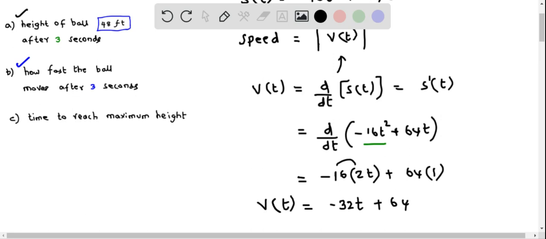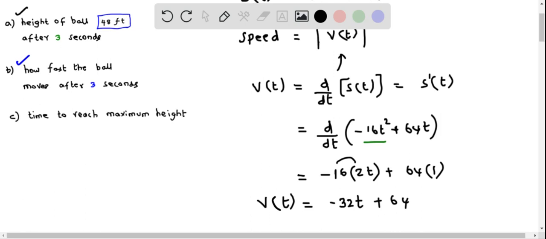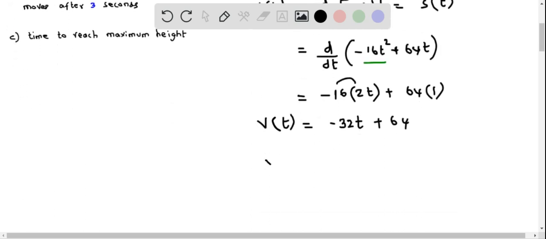And now we have to find the speed after 3 seconds. So we have to find v of 3. That is by replacing t by 3 into this velocity function. So this becomes negative 32 times 3 plus 64. So when we put this expression into the calculator, I get negative 32.